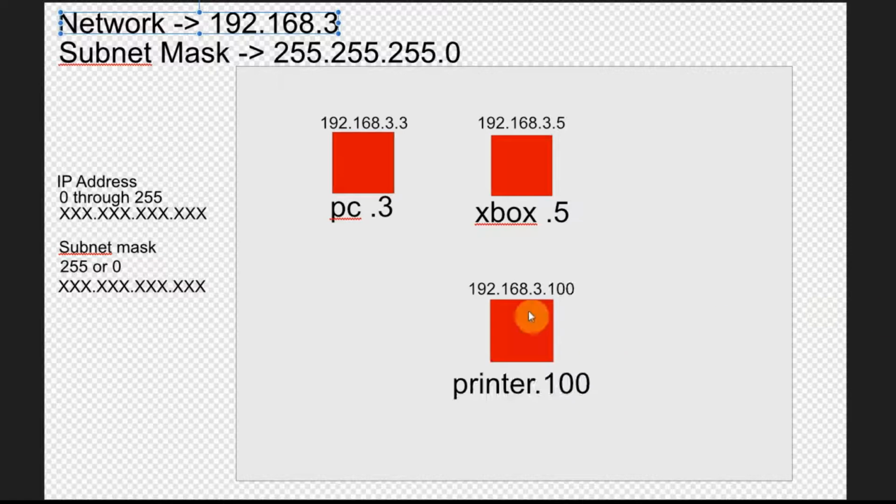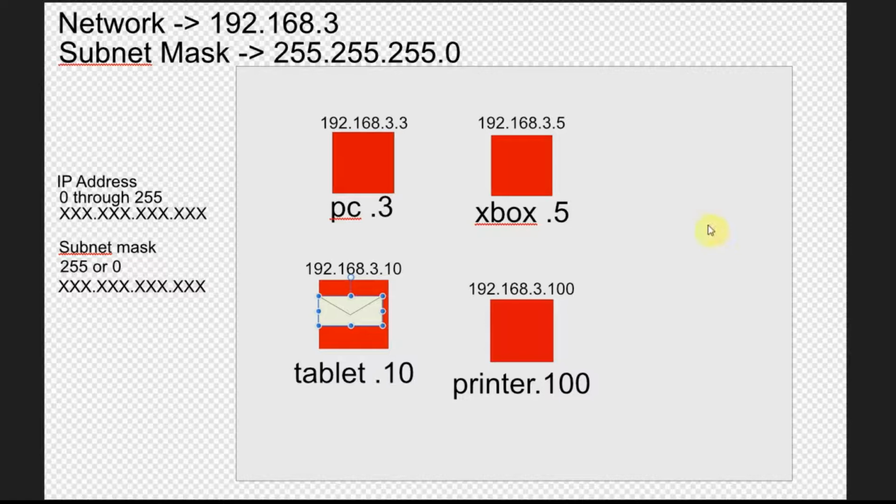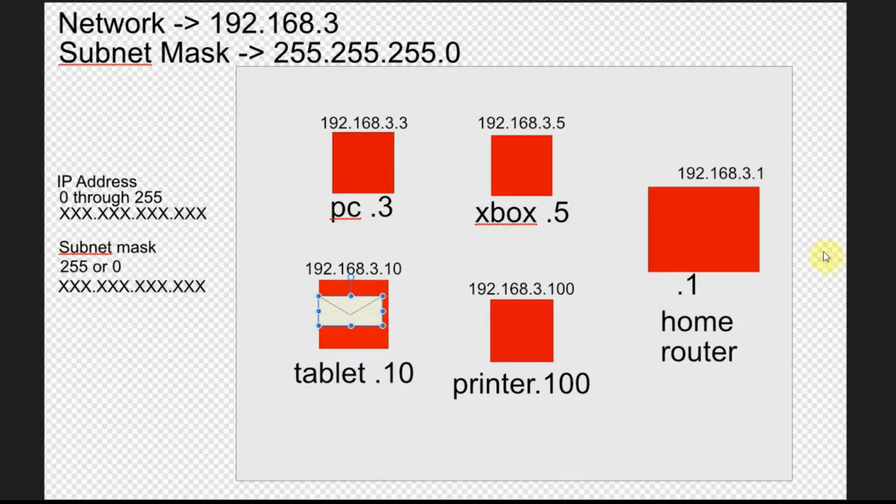Now we're going to add a printer, and it's going to be 192.168.3 and another different number called 100. And then the tablet, we're going to do 192.168.3.10. Now, in most houses, there's a home router. We're going to add that next. The home router, in this case, we're giving it .1.